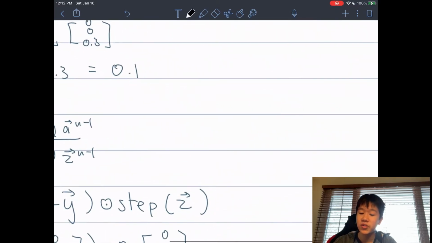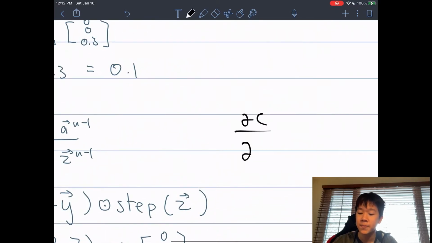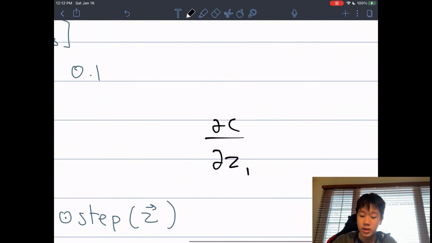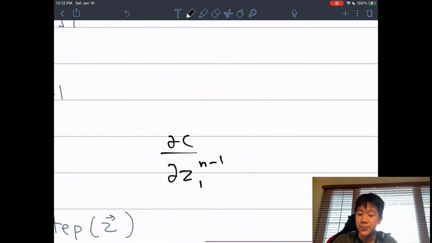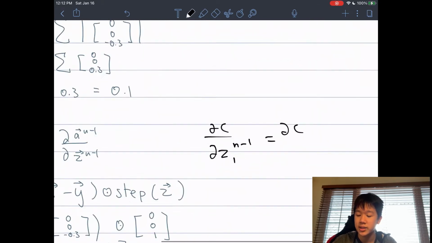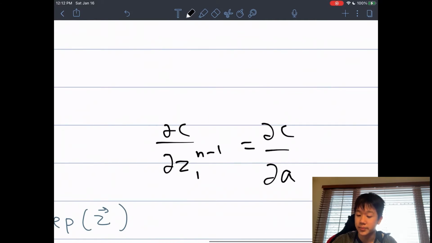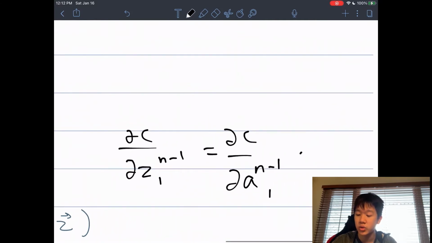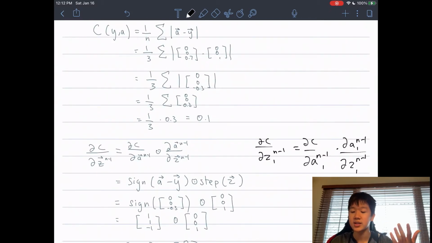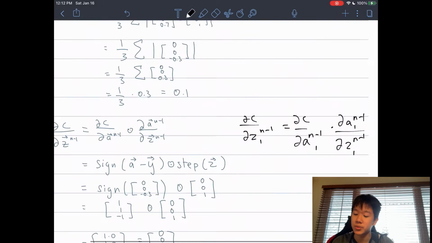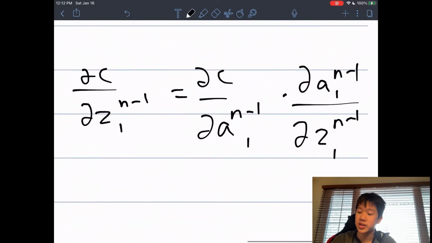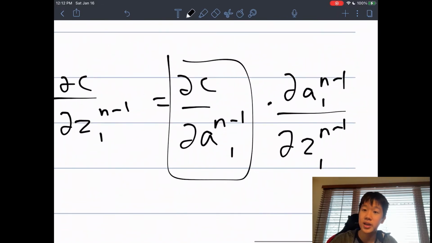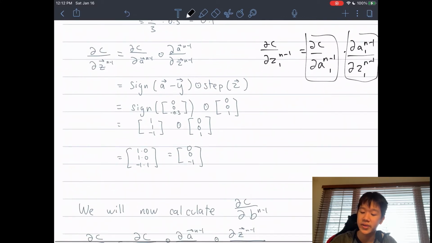And in the end, you would think of it that, for example, ∂c/∂z1^(n-1) is just equal to ∂c/∂a1^(n-1) times ∂a1^(n-1)/∂z1^(n-1). So this makes sense. And this is just going to be an element-wise product because, as you can see, this is just the first element in the first vector and the first element in the second vector.